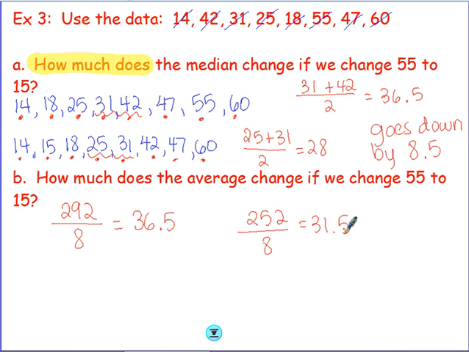Again, if you notice, in place of a higher number, we put in a lower number, and the mean, or the average, went down, which is what should happen. But we should be able to say that it goes down by, and it looks like it dropped 5 points. So it goes down by 5. Alrighty. Go ahead and turn the page. We'll keep going.